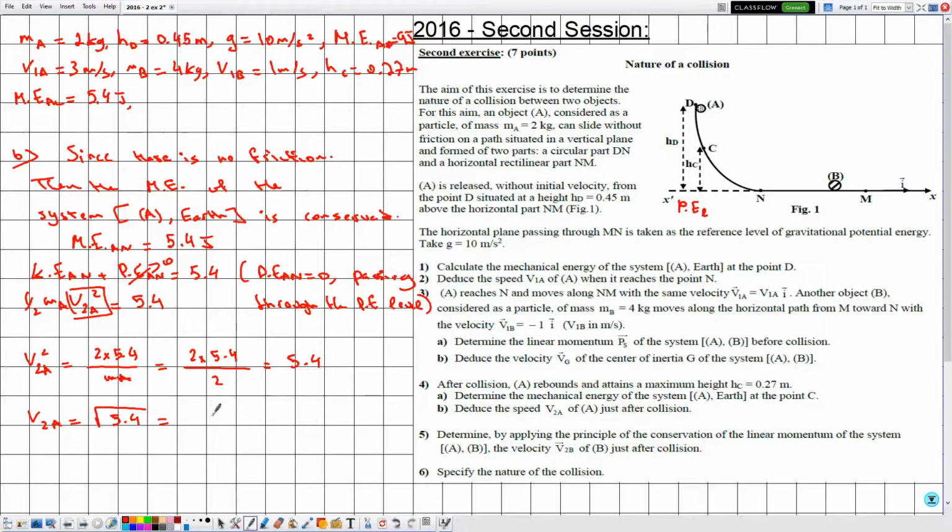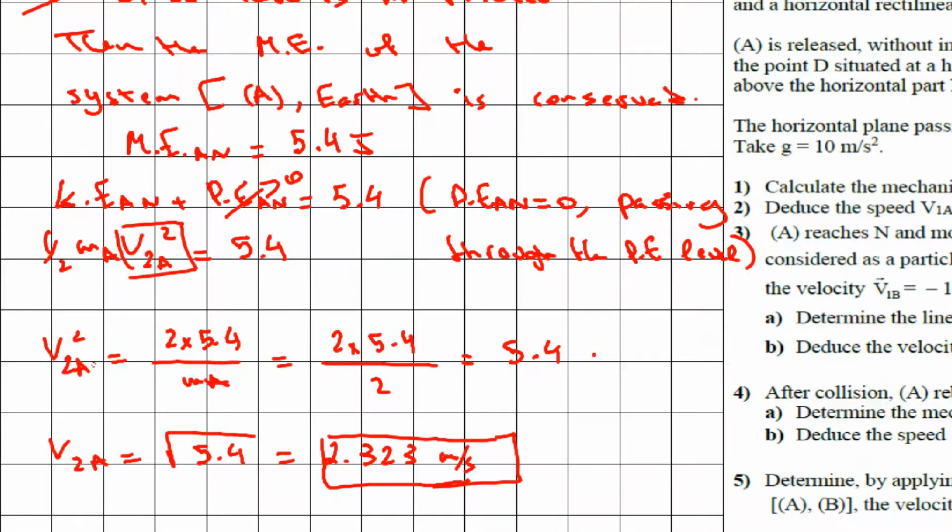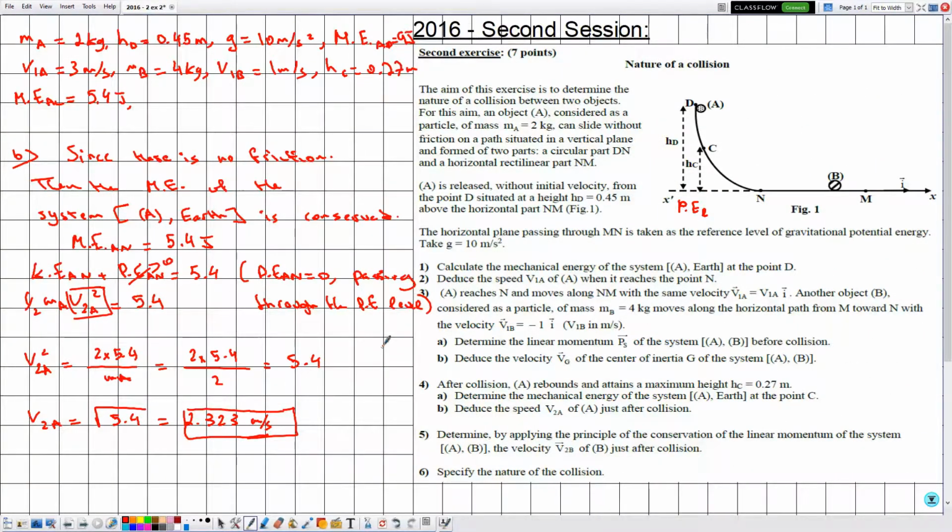Now I'm plugging this on the calculator, then the speed of A at the point v2a, which is the speed of A at the point N after the rebound, after the collision, is given by 2.323. Since everything is expressed in the SI, then this will be expressed in the SI, which is given by meters per second. And notice that here I didn't place any unit because this is v squared. So here if we would like to write a unit, then this is given by meter square per second square. So let me write that v2a is given by 2.323 meters per second.